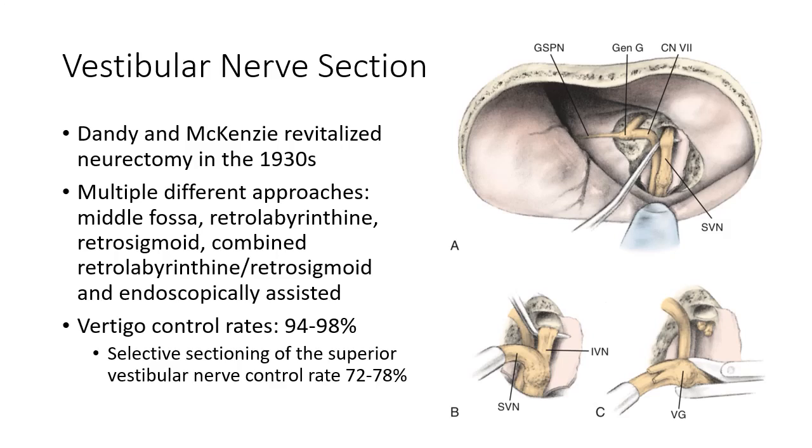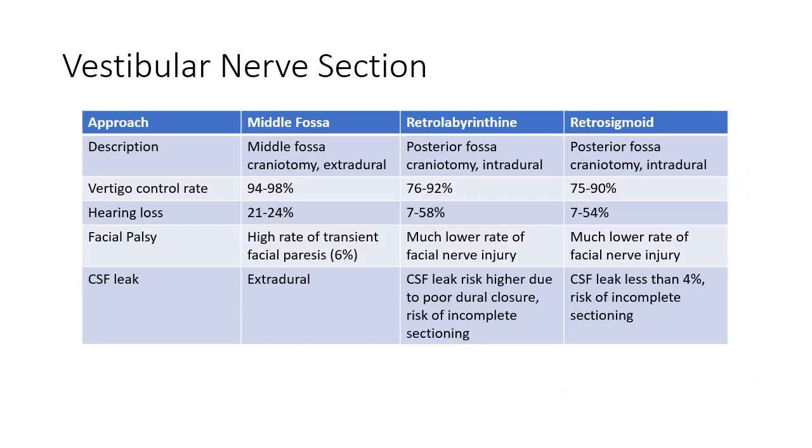Selective vestibular neurectomy was revitalized in the 1930s by Dandy and Mackenzie and may be accomplished through the middle fossa, retrolabyrinthine, or retrosigmoid surgical approach to the 8th cranial nerve, with a published success rate of over 94%. There are proponents to each approach, and the exact numbers in regards to risk of each complication vary based off the dataset. The middle fossa approach is extradural, and therefore the risk of CSF leak is much smaller, but the risk of hearing loss and facial nerve paralysis are much higher than the retrolabyrinthine or retrosigmoid approaches. Risk of CSF leak and incomplete sectioning is much higher in the retrolabyrinthine and retrosigmoid approaches.